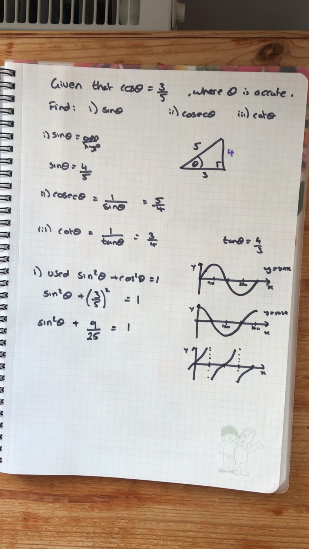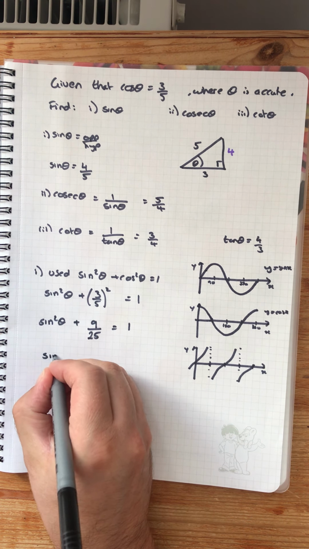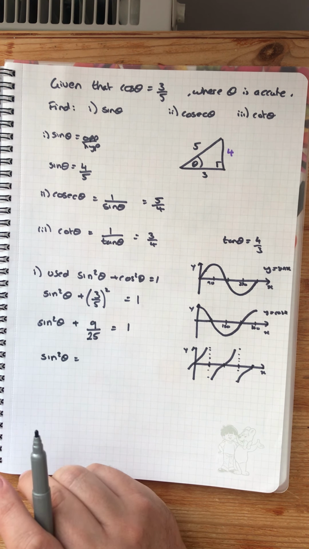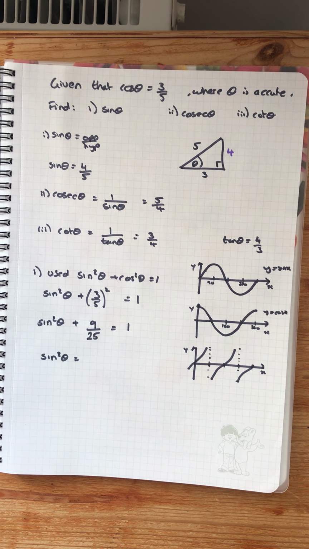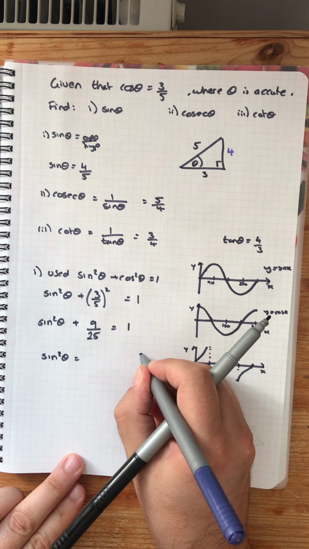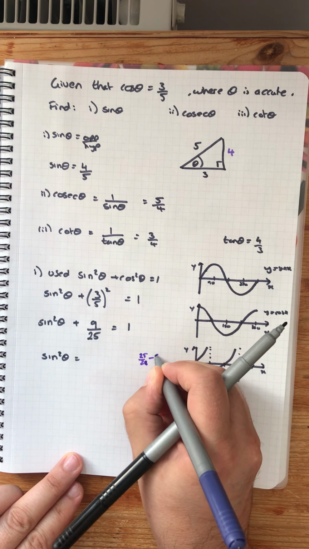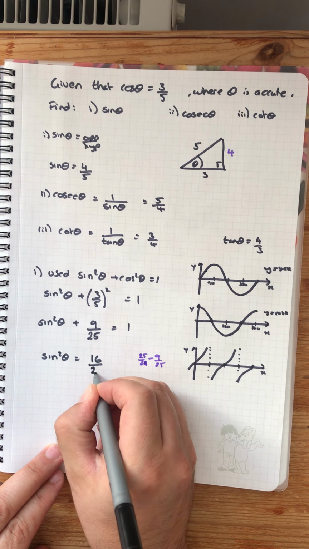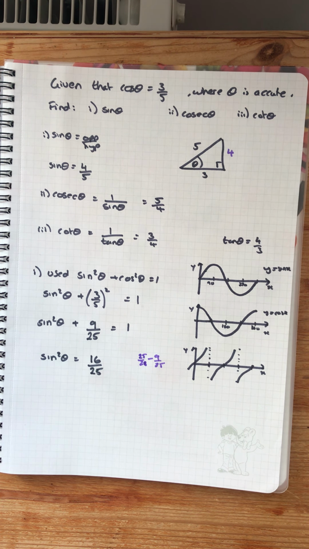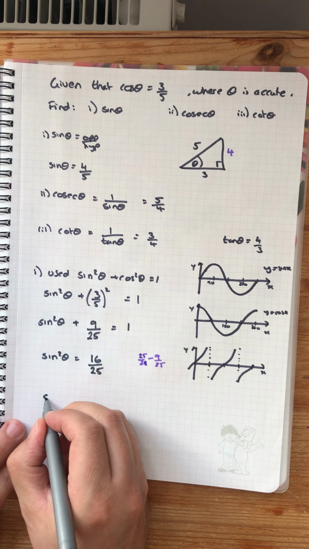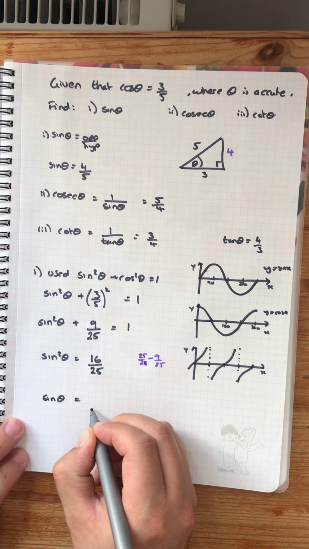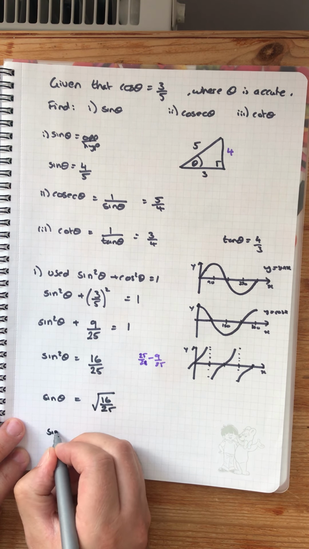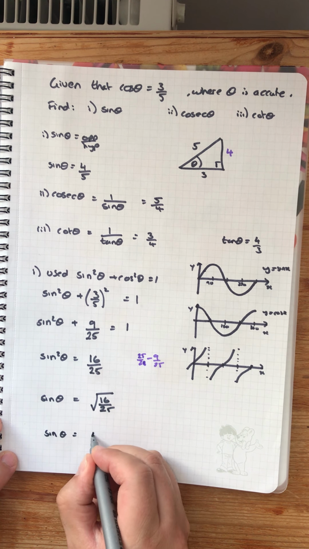And I want to find out what sine is, so I've just got a little equation to solve, so let's play around with this. I'll move the 9/25 over and take it away from 1. And if I write the 1 as 25 over 25 and take away 9 over 25, what do you get? Well, you get conveniently, in this case, 16 over 25. Therefore, if I want to find out what sine theta is, it's going to be the square root of 16 over 25. So that means that sine theta is equal to 4/5.